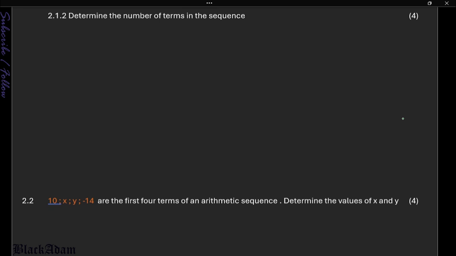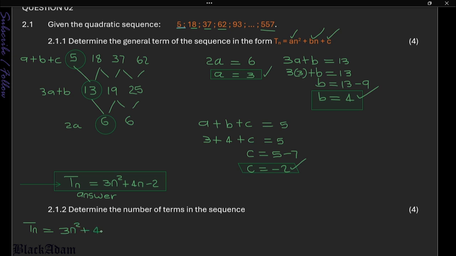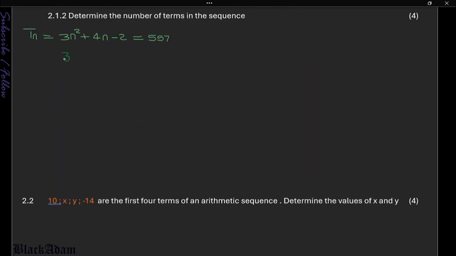We move on to 2.1.2. We need to look at the original sequence. It says our last term there, how many terms are in the sequence. So it's 557. So tn is equal to, we have the equation 3n squared plus 4n minus 2, that is equivalent to 557. We don't know what term that is, but that term represents the value of n. So 3n squared plus 4n minus 2 is equal to 557, and then minus 557 is equal to 0. Take 557 to the left.